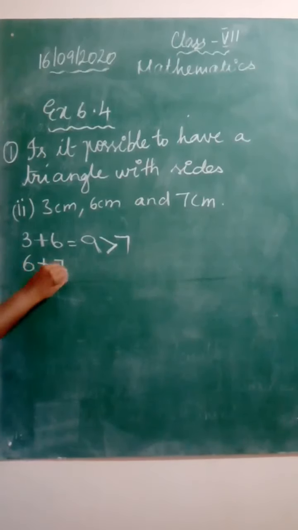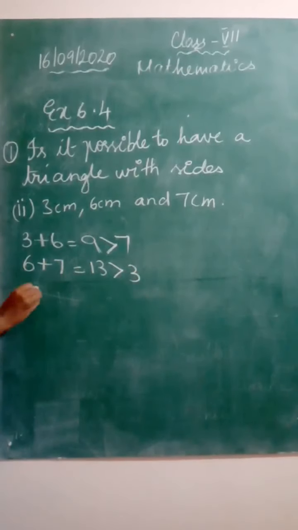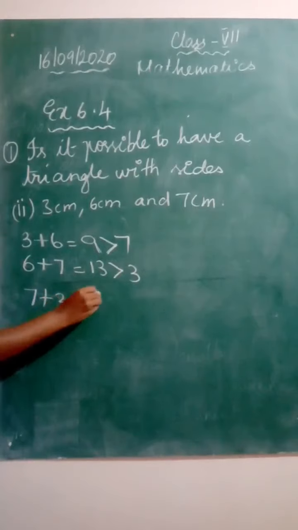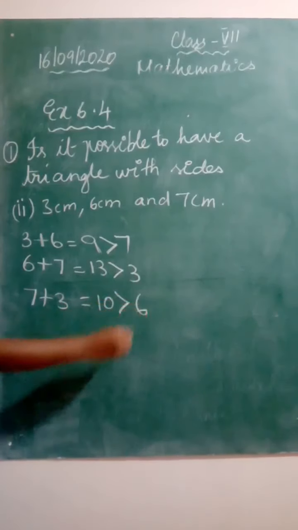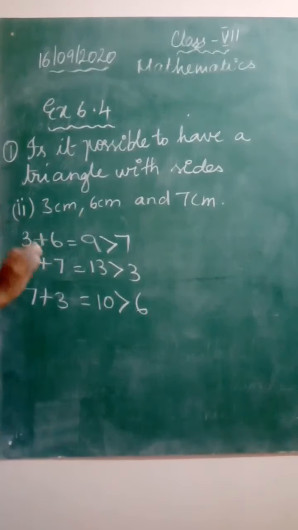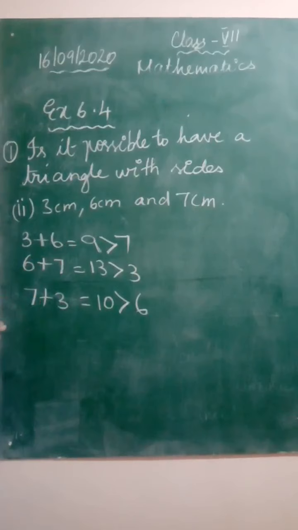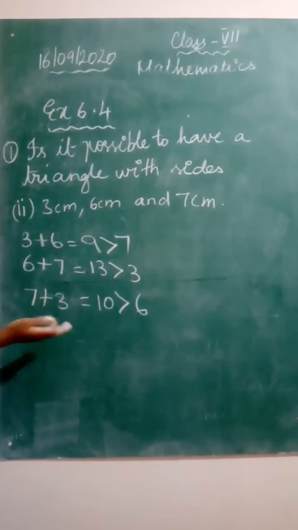6 plus 7. It is 13. 13 is greater than 3. The next two sides, 7 plus 3 equal to 10. 10 is greater than 6. Is it clear? You have to take the sum of any two sides and check whether it is greater than the third one that you have left out. Okay. So in this question, all three sums are greater than the third side that is left out.